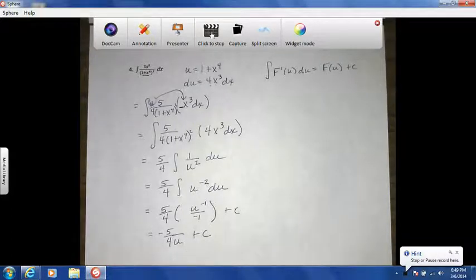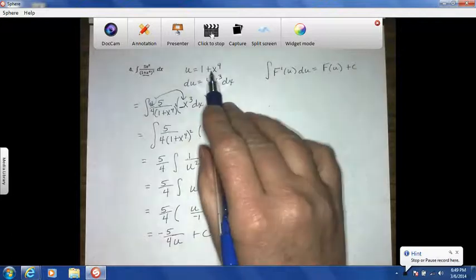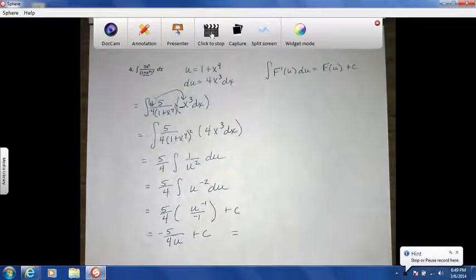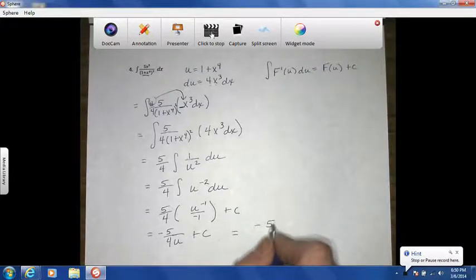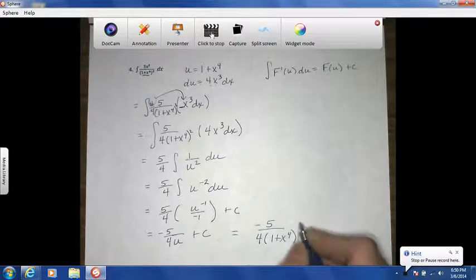And then the last thing we're going to do is we're going to plug in the 1 plus x to the 4th to substitute the u back out. So negative 5 over 4 times 1 plus x to the 4th plus c.